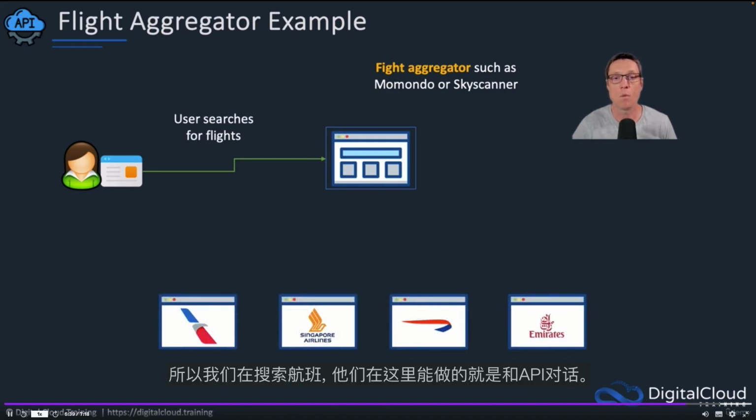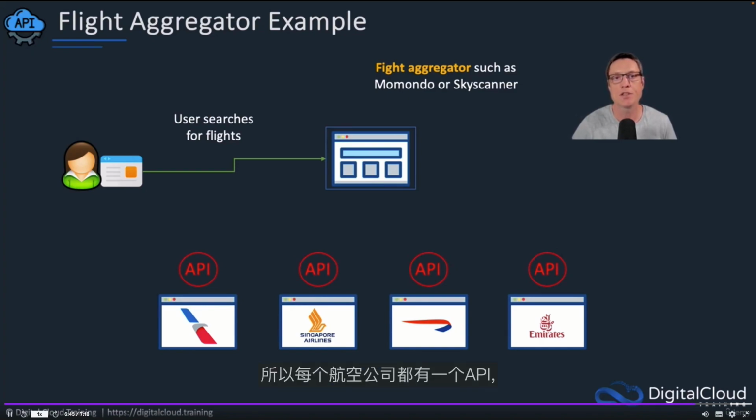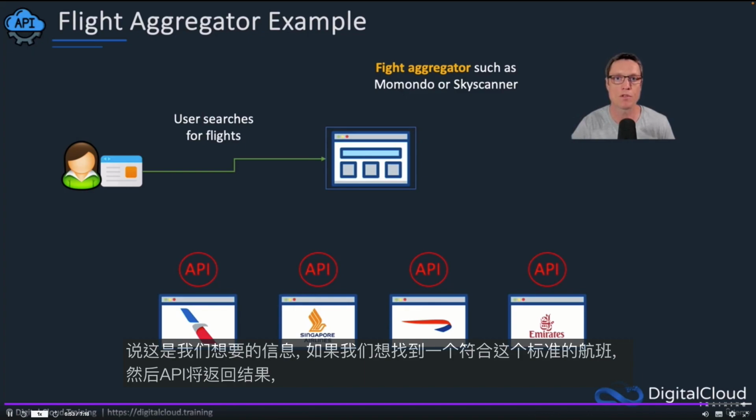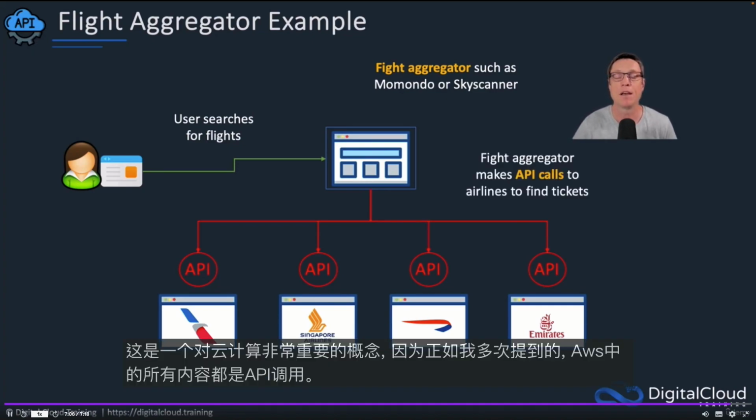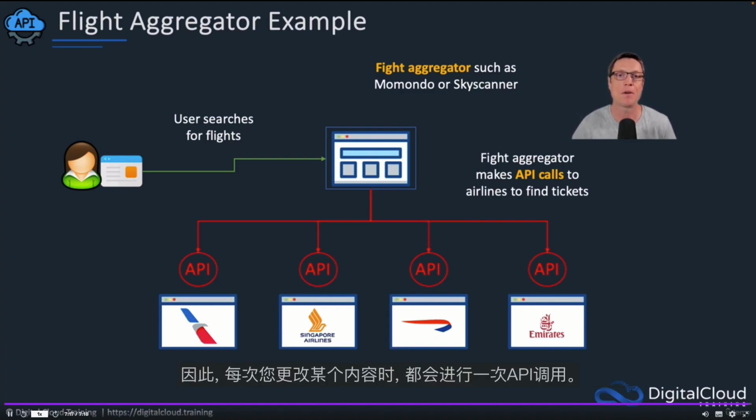So we're searching for flights, and what they're able to do here is talk to an API. Each of the airlines will have an API, which means that the flight aggregator essentially just issues a request that says, this is the information that we want to find a flight that fits this criteria. And then the API will return the results, and you as a purchaser can then choose which flight makes sense for you. So that's APIs. It's a concept that's super important for the cloud because, as I've mentioned a couple of times, everything in AWS is an API call. So every time you're changing something, an API call is being made.